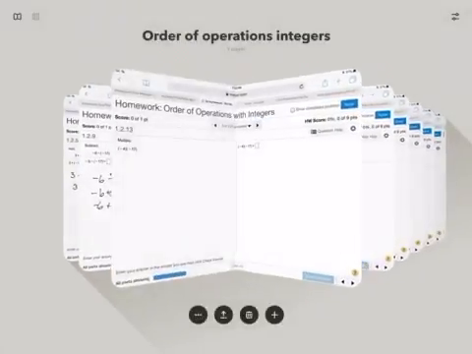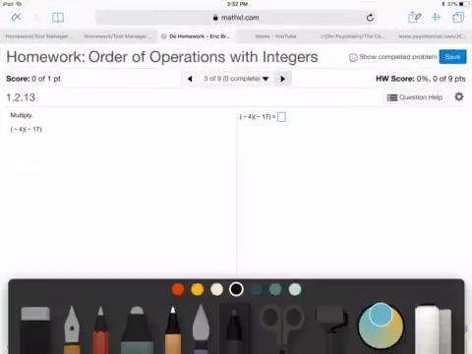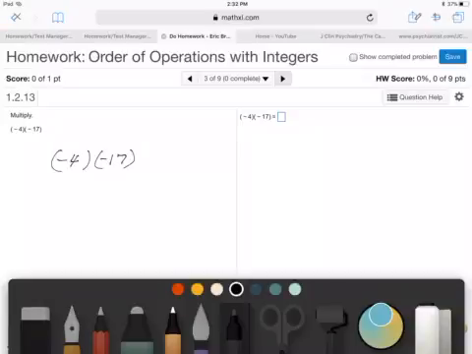Okay. The very next problem is a negative 4 times a negative 17. A negative times a negative is a positive. So all I have to do is 17 times 4. 4 times 7 is 28. 4 times 1 is 4, plus 2 is 6. So we end up with 68.